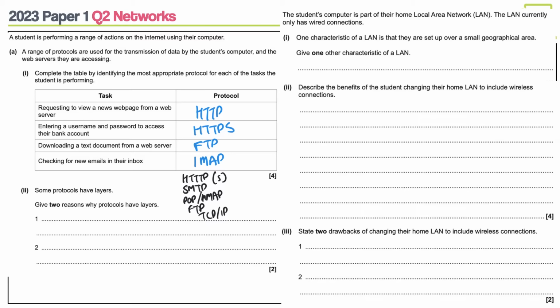Okay, so first one is each layer is independent. It's not reliant on each other. So each layer is independent. Second mark is, and really it's saying the same thing as independent, one layer can be changed without affecting the others, although ultimately that's saying it's independent, right?